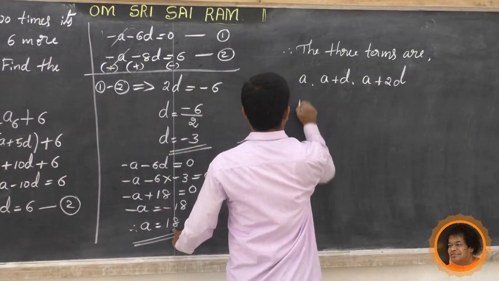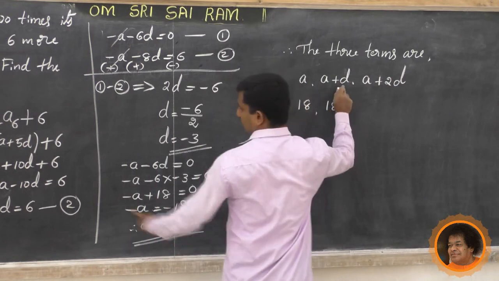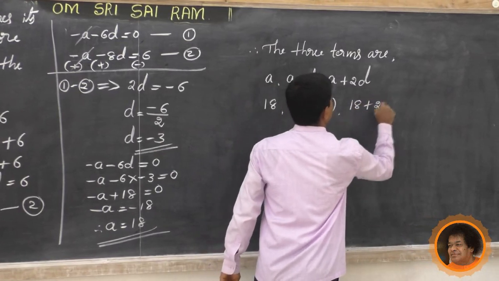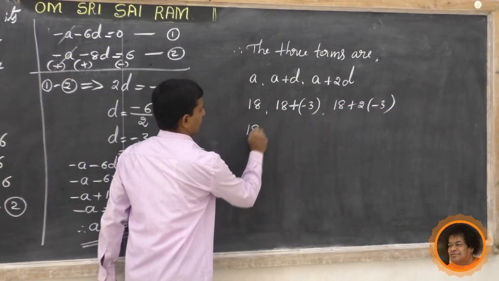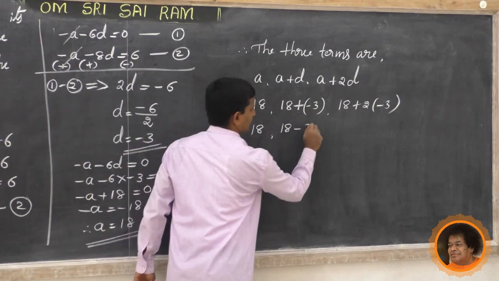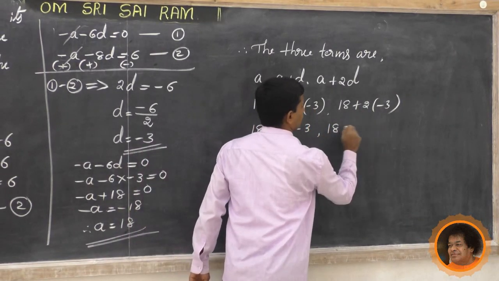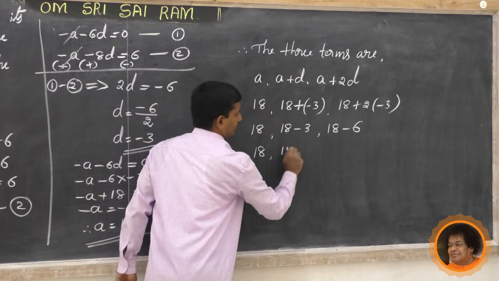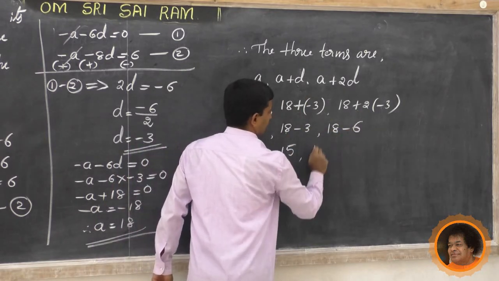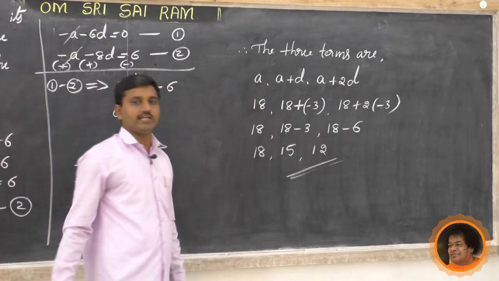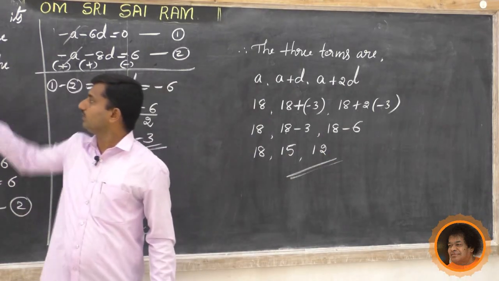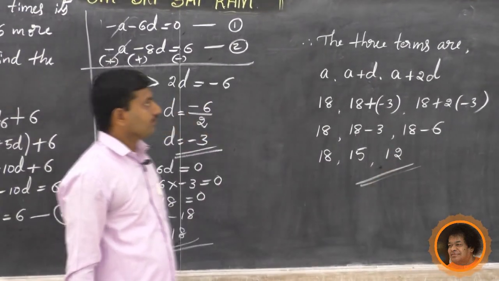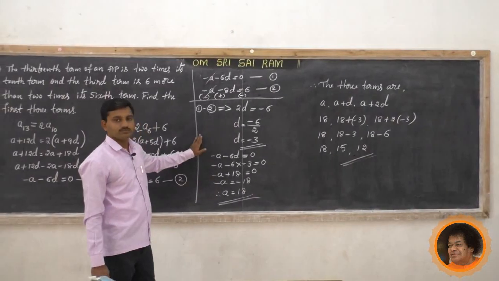So value of A is 18, plus D value minus 3, 18 plus 2 into minus 3. Now simplify: 18 plus into minus, minus 3, and 18 plus into minus, minus 3 into 2, 6. 18 minus 3, 15; 18 minus 6, that is 12. So these are the required first three terms of the AP. 18, 15, 12 are in AP. I think you understood the problem.